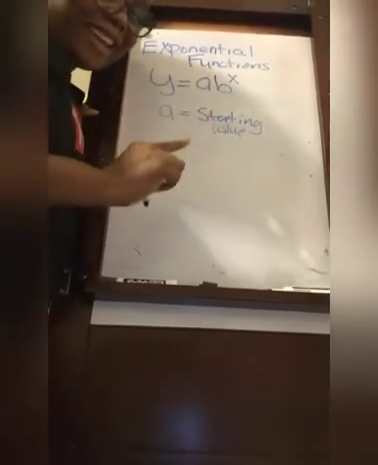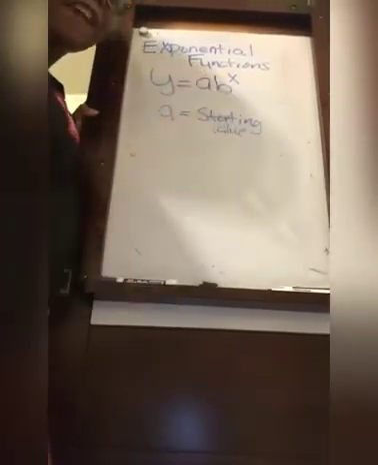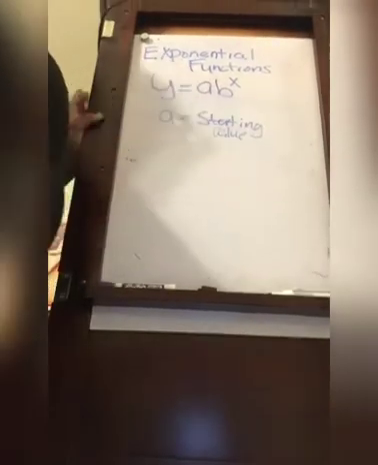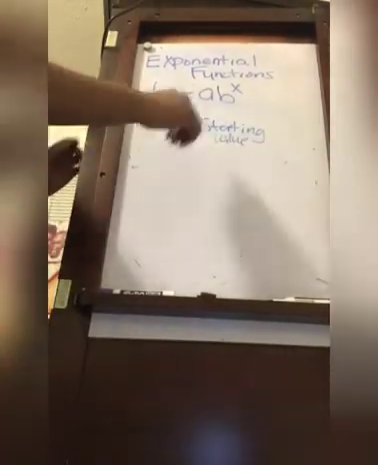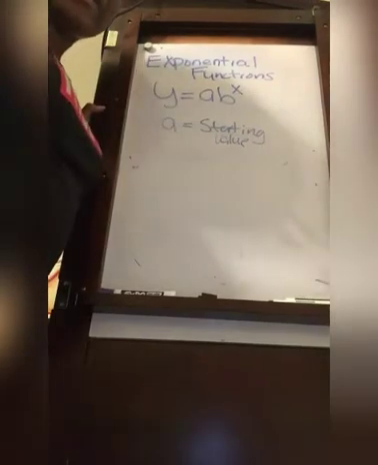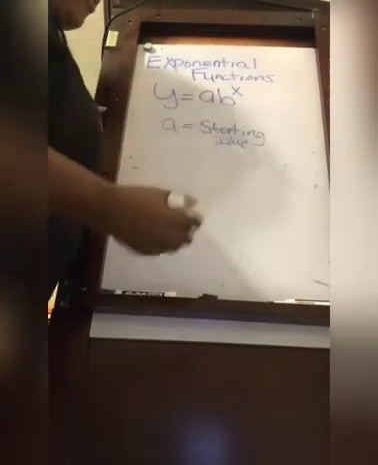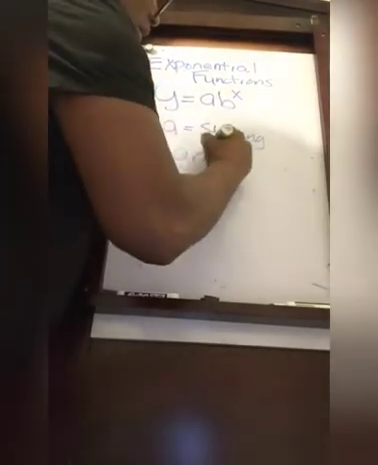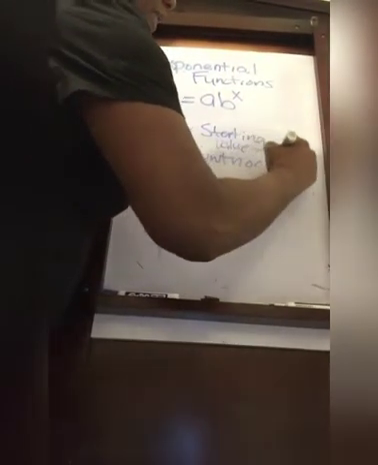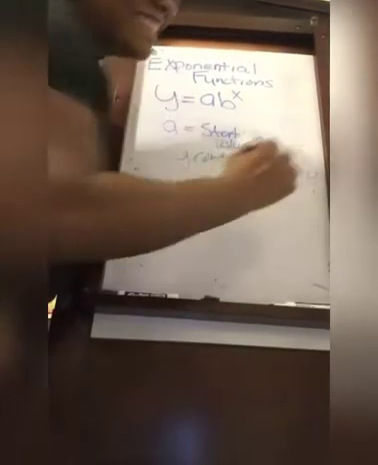Remember, the A is the first letter of the alphabet, guys, so it started out with A. Alpha is the beginning. All right, so just remember A is our starting value, what we start out with. All right, and B is our growth or decay factor.